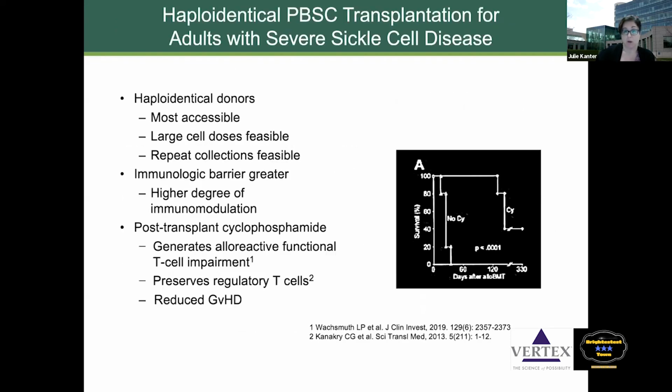Finally, we looked at haploidentical transplant. These are half-matched transplants, and this was a group out of Hopkins that did a lot of this initial work. These are very accessible donors. It's usually a mother or father. We can get larger cell doses, and you can get repeat cell collections when needed. In this case, they added in a chemotherapy called cyclophosphamide to help decrease graft rejection and reduce graft versus host disease given to the patient after they received the transplant.